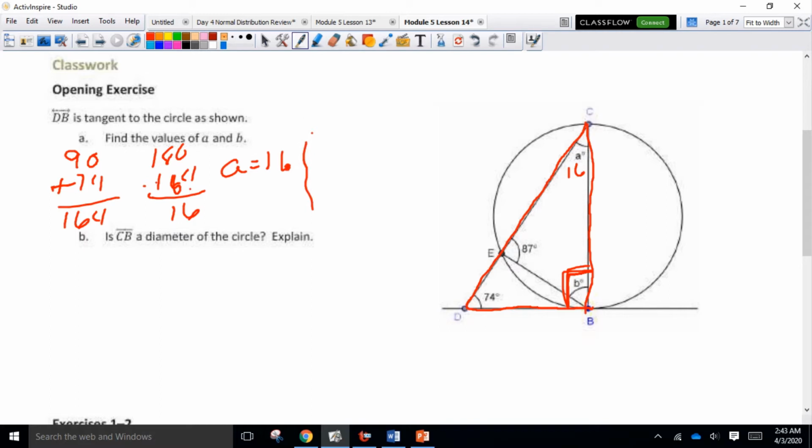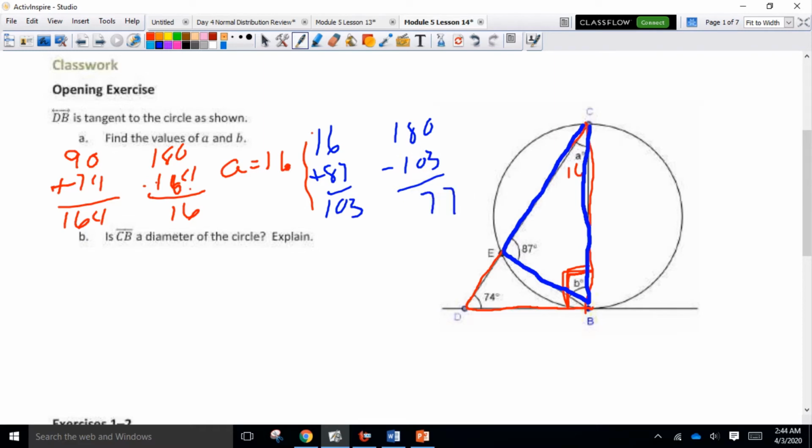Okay, we got that. Now, look at the other triangle here with B in it. If we look at this triangle, now we got 16 and 87. We get 103. Subtract that from 180. We get 77 for B.